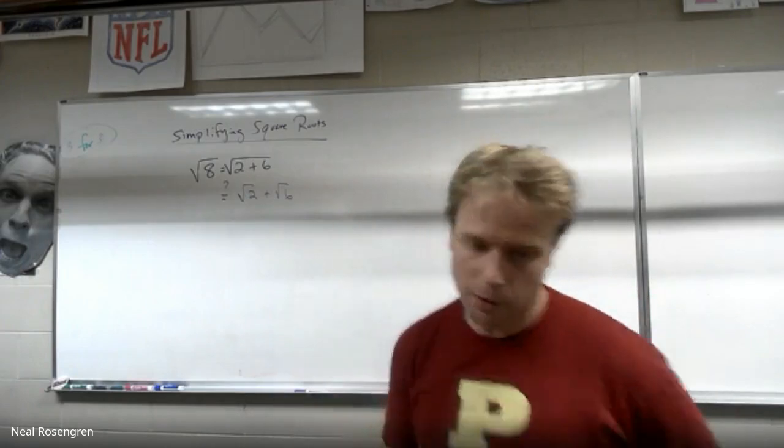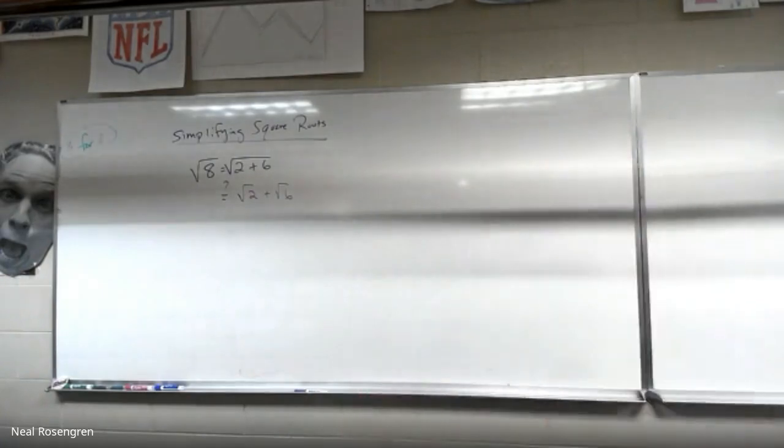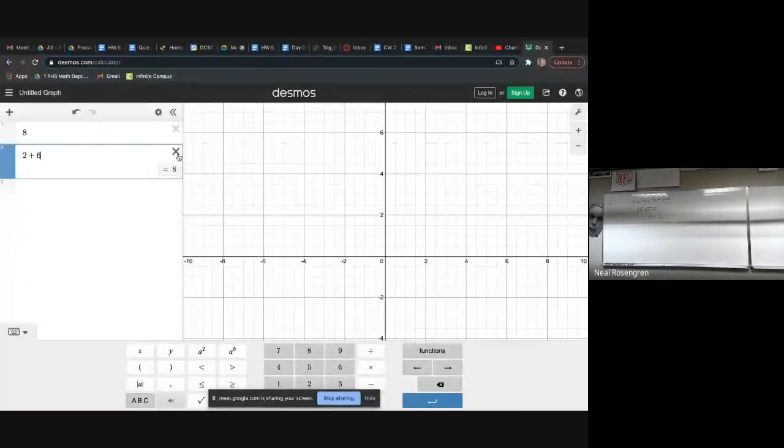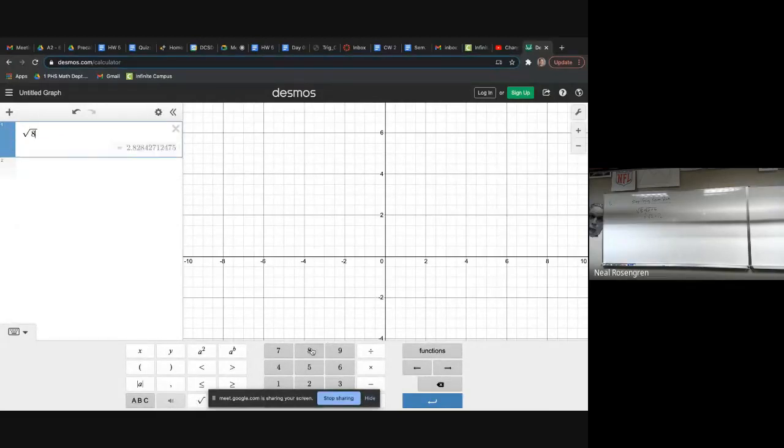Okay, the square root of 8 and the square root of 2 plus 6, all under the square root, should be good. And let's just make sure that that's true. But am I allowed to then break it apart from there? All right, so let's back up a little bit. The square root of 8, some nasty number. Now, is that the same as the square root of something like 2 plus 6? Well, yeah, right? Look at those decimals.